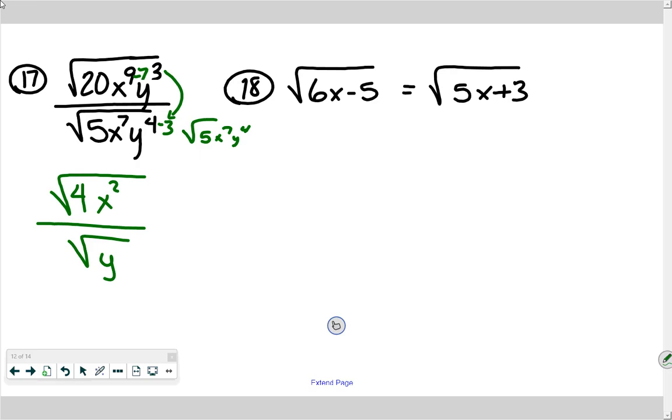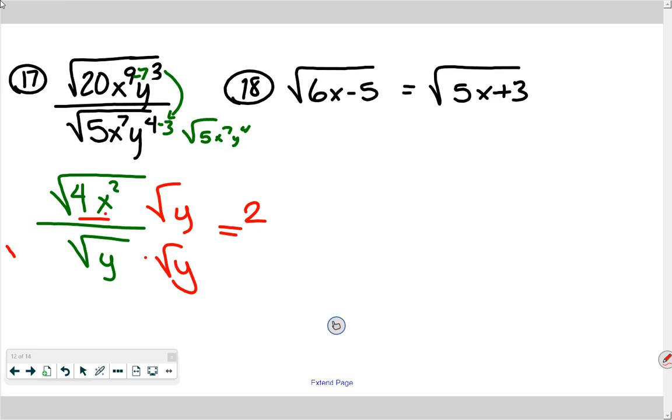This is easier. Okay, so I need to get rid of the rad y. So in order to do that, I have to multiply the top and the bottom by the radical to get rid of it. Okay, this one can simplify down because 4 is a perfect square. So 4 is a perfect square, which winds up being 2.